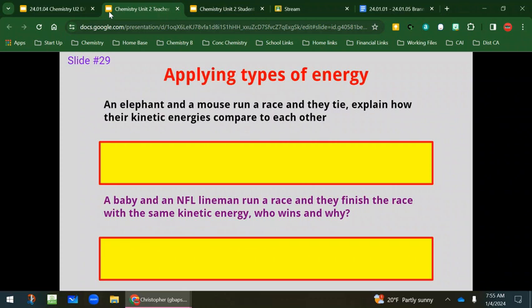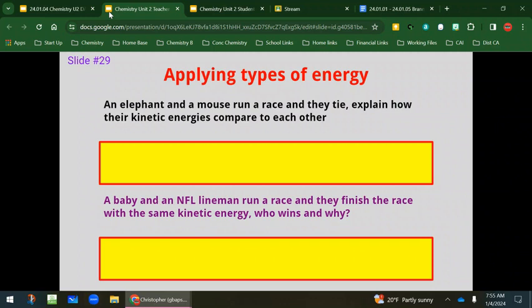Yeah, because the elephant will be moving slower, but it's got more mass, and then the mouse is going light speed. You're missing something in this question, ladies and gentlemen. Aren't they running at the same speed if they tie? The only way you finish a race tied with somebody is if you have the same speed. You go the same distance in the same amount of time, which means you have the same speed.